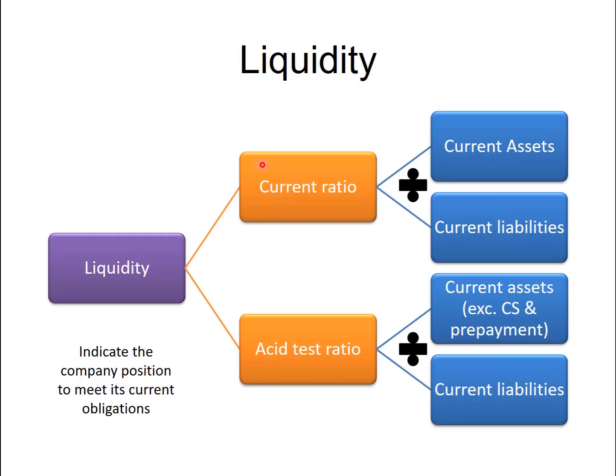First, liquidity. Liquidity indicates the company's position to meet its current obligations. There are two types of liquidity ratio. The first one is current ratio and the second one is acid test ratio. Current ratio, the formula is current assets divided by current liabilities. While acid test ratio, the formula is current assets, excluding closing stock and prepayment, divided by current liabilities.